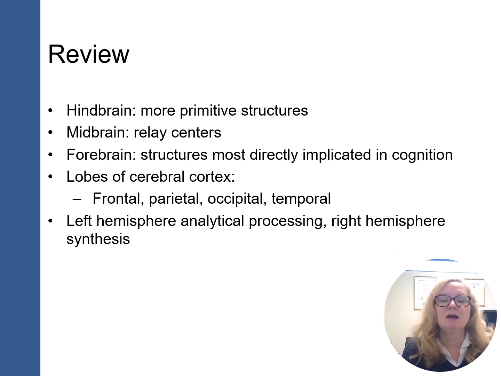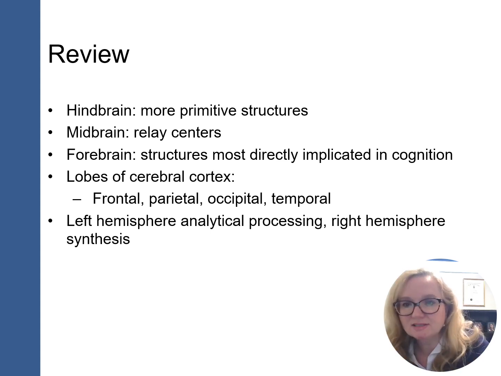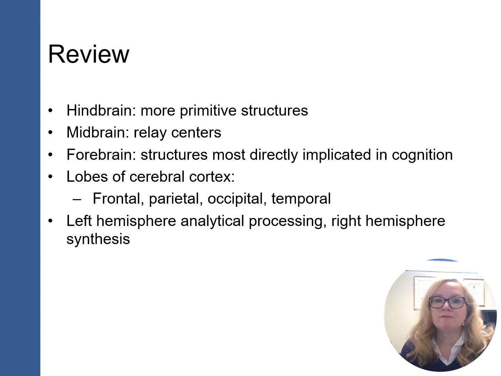So in sum, you have the lower parts of the brain, the hindbrain, that's more primitive structures. Then the midbrain is primarily your relay centers. And then the forebrain are all the structures most directly implicated in cognition. And we'll talk about them a lot more in the course. It's not that the hindbrain and the midbrain aren't important. Obviously, they keep us alive and functioning well, but you will not see as much about those structures in a cognitive processes course, because we are going to focus a lot more on what's going on in the forebrain.